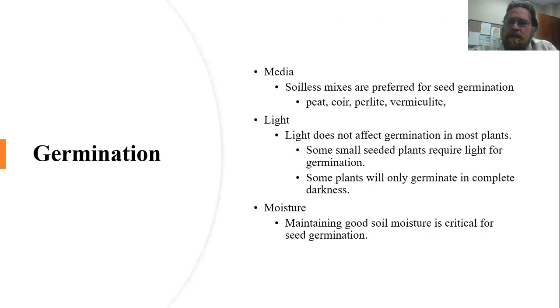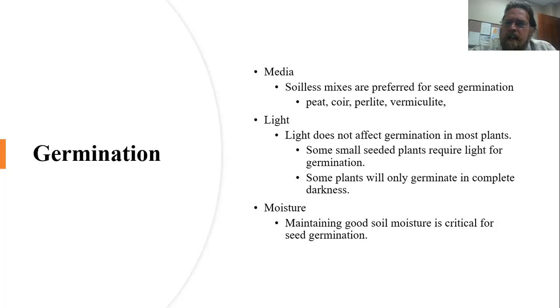So as we're talking about germination, we do want to make sure we're using a good media in order to do that. Ideally, we're going to use a soilless mix for that. So a material like peat or coir, or even perlite and vermiculite will be very good for seed germination. It's got a lot of water holding capacity. It really allows air movement down into that material and provides a really good medium for that seed to grow.